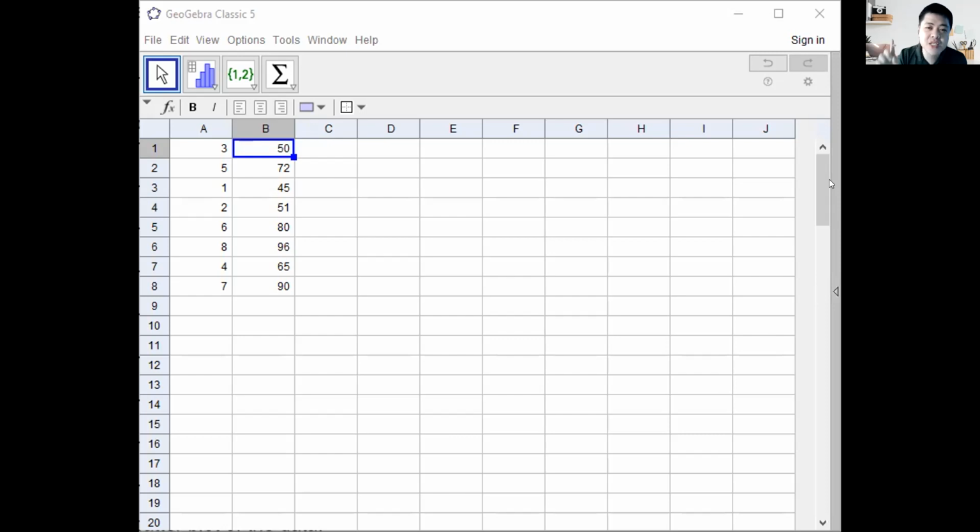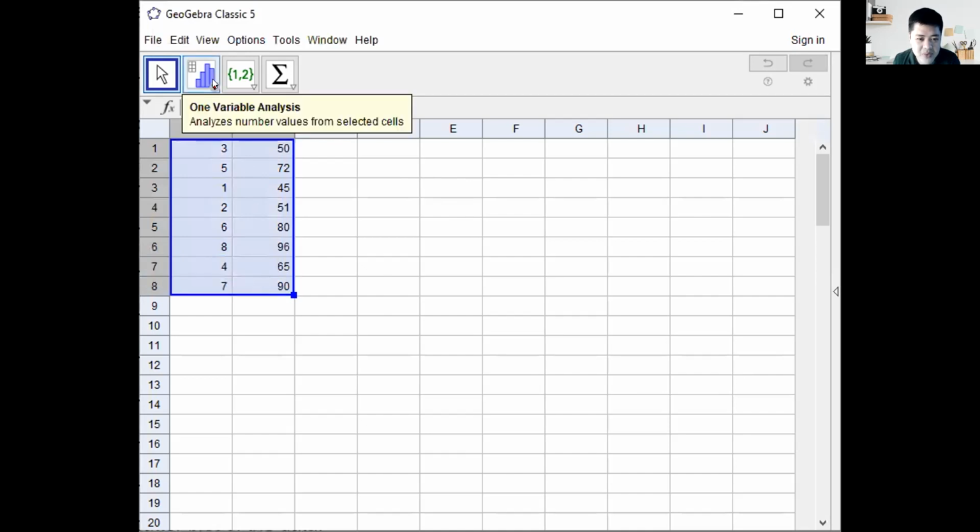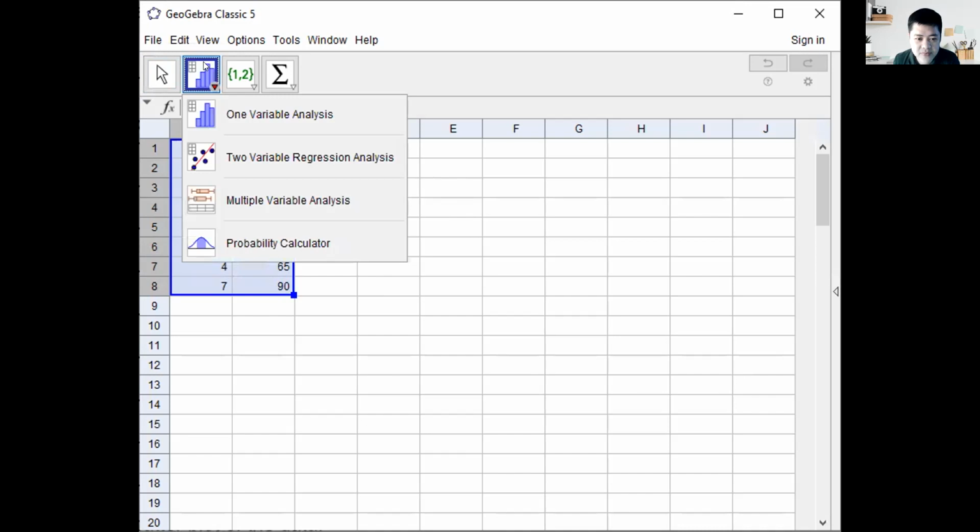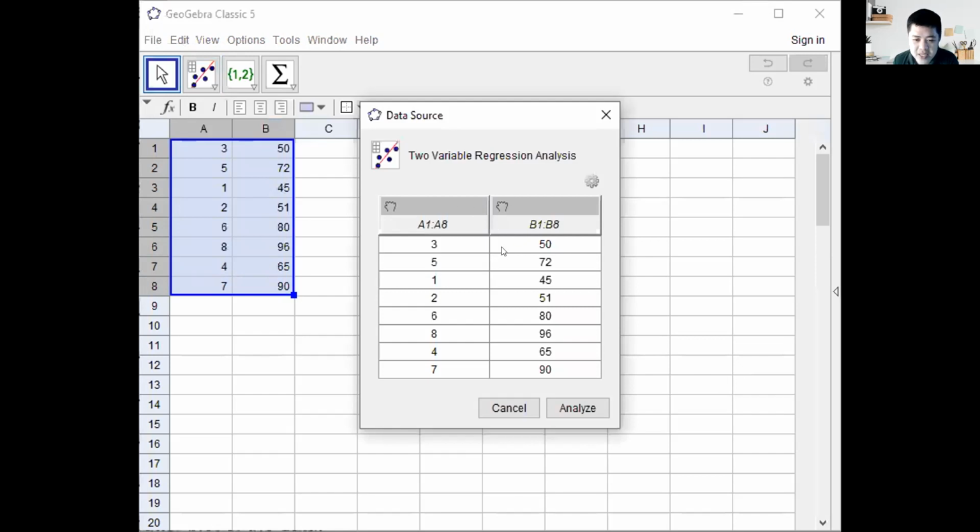Okay, so let's see. The first thing you need to do is to check whether there is an apparent linear resemblance, kung yung pattern ng mga dots natin ay nagpapakita ng straight line. So, for GeoGebra, all you have to do is to highlight this. And then you can go to this one. And then we don't want this one. We're not going to do multiple variable analysis. Instead, we're going to do 2 variable regression analysis. So you have to click that. And then you can check here kung tama yung data natin. And then just click analyze.